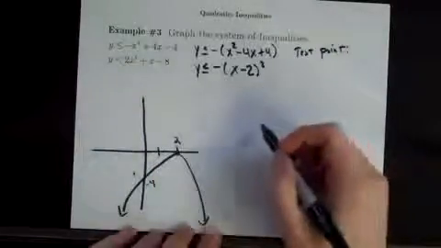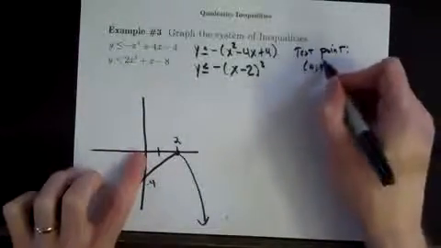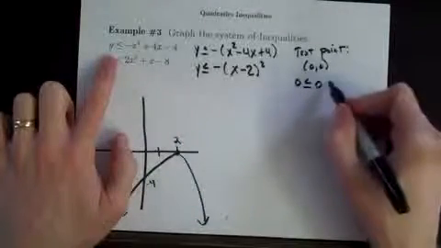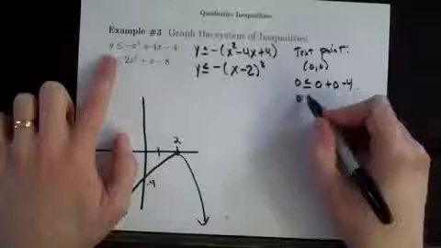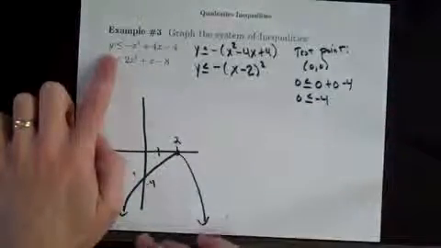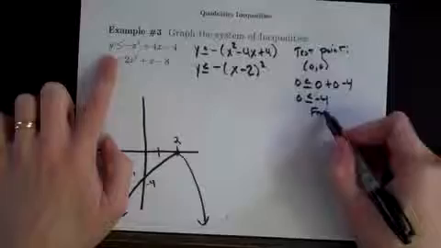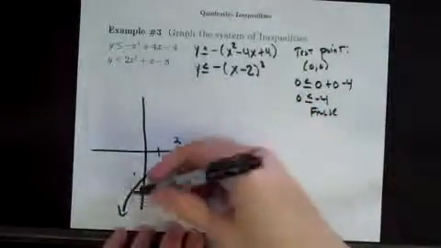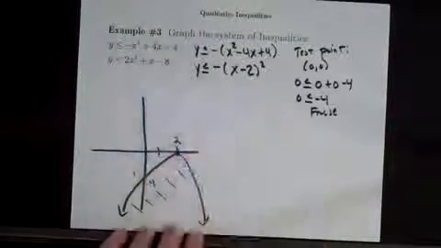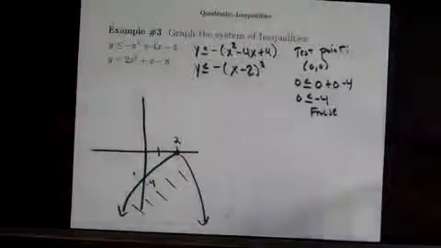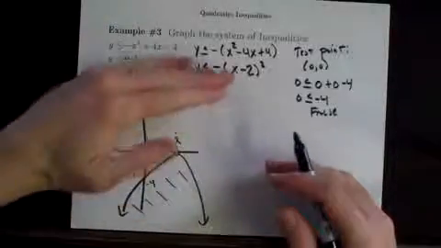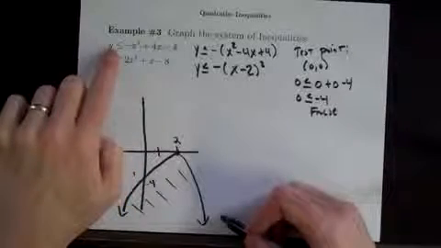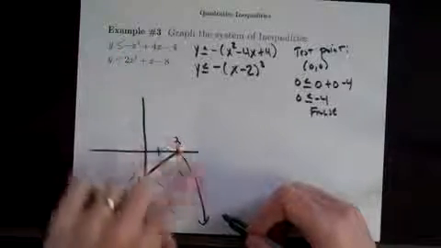So the test point, I'm going to choose (0, 0). So is 0 less than or equal to 0 plus 0 minus 4? That's not true, so that's false. So we're not going to shade the (0, 0) area, but we're going to shade down here, inside the parabola. So if the question had just been this, the answer would have been this, with the shading inside the parabola. This is less than or equal to, so it's a solid line. Done.